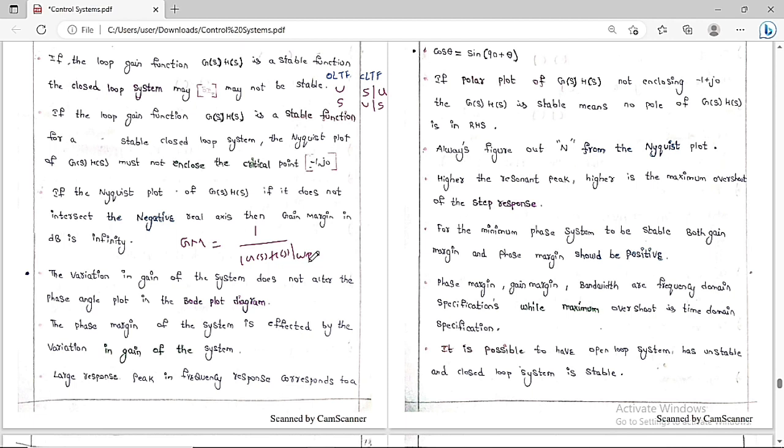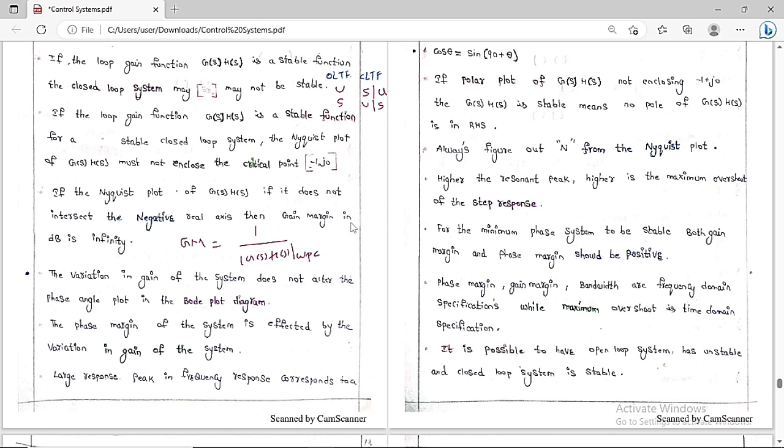As you can see clearly here, if the Nyquist plot is not going to intersect the negative real axis, we are not going to get omega PC, because only where the Nyquist plot cuts the negative real axis do we get a phase angle of minus 180 degrees at that frequency. So definitely we are not going to get that value. If we do not get omega PC, then we are not going to get the gain margin either. So we can say that the gain margin in dB is equal to infinity.